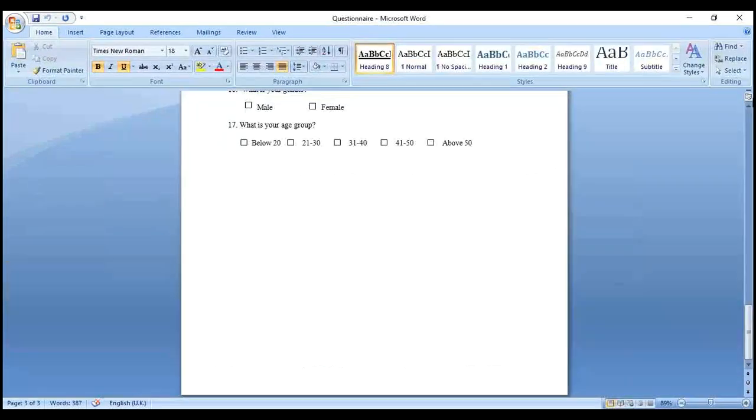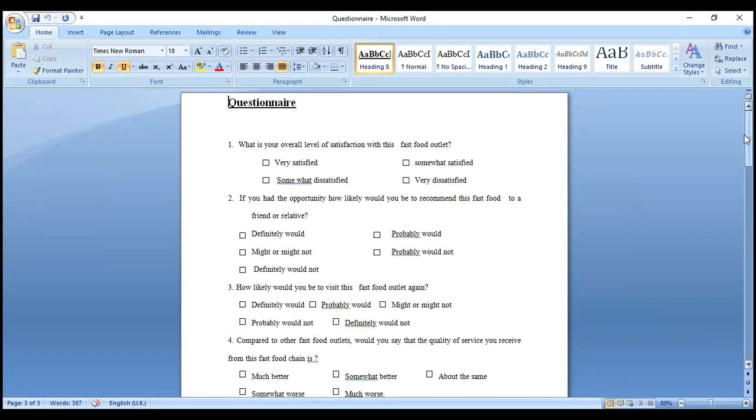Okay, I set up a sample questionnaire for you. This we already used. If we want to explore the customer satisfaction level in the fast food market, maybe we can set up a questionnaire like this one. You can change it and set it up according to your area of research. What is your overall level of satisfaction with this fast food? Very satisfied, somewhat satisfied, somewhat dissatisfied, or very dissatisfied. If you had an opportunity, how likely would you be to recommend this fast food to your friend or relative?